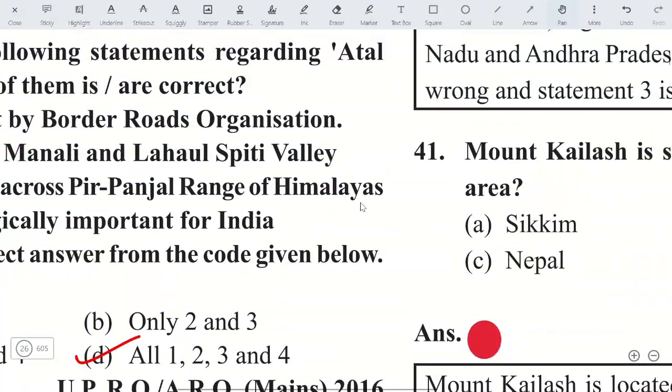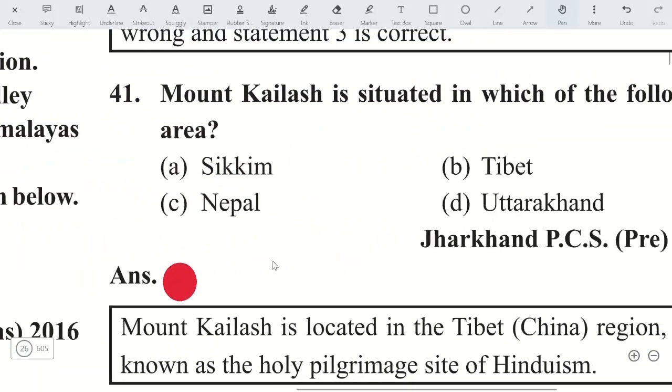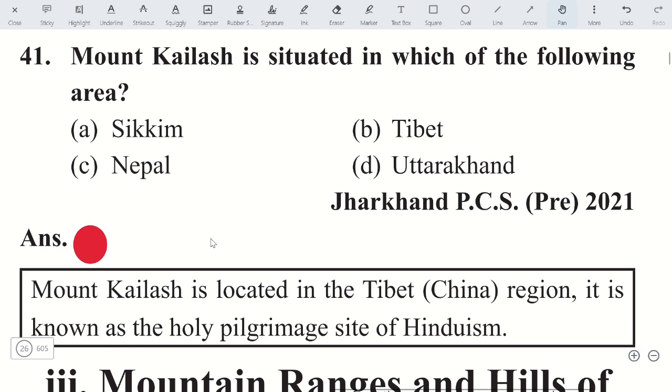Let's move on to the next question. The next question is: Mount Kailash is situated in which of the following areas? It is located in Tibet.